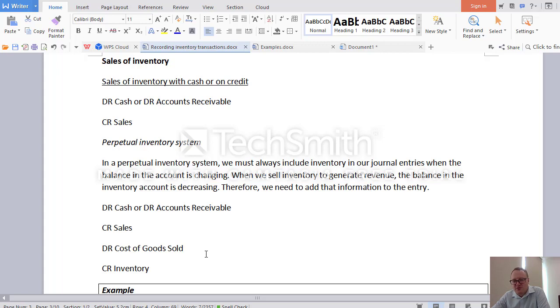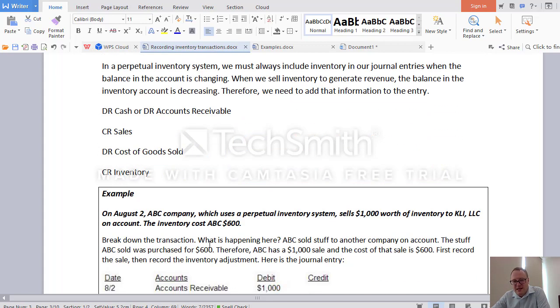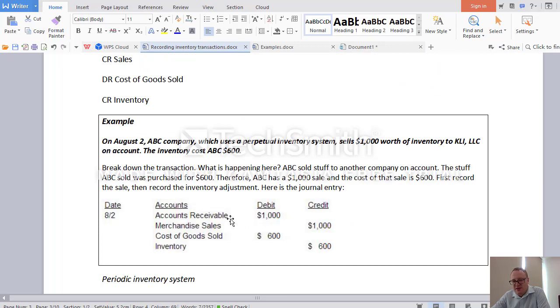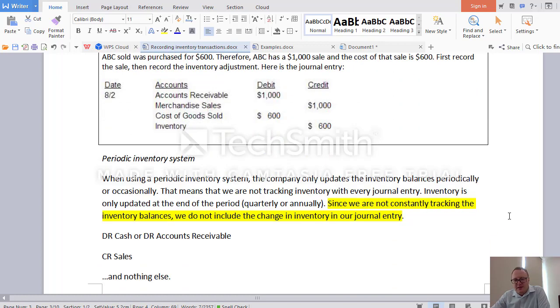What values do you put? As I mentioned previously, if you sell something at $1,000, you will get credit sales 1,000, debit cash or accounts receivable 1,000, but when you update the inventory account and determine COGS, you put 600, the cost of the inventory. Do not put the price, 1,000. What about a periodic inventory system? With a periodic inventory system, there is no inventory, so you will just get credit sales and earn the revenue, and debit cash or debit accounts receivable, and that's it.